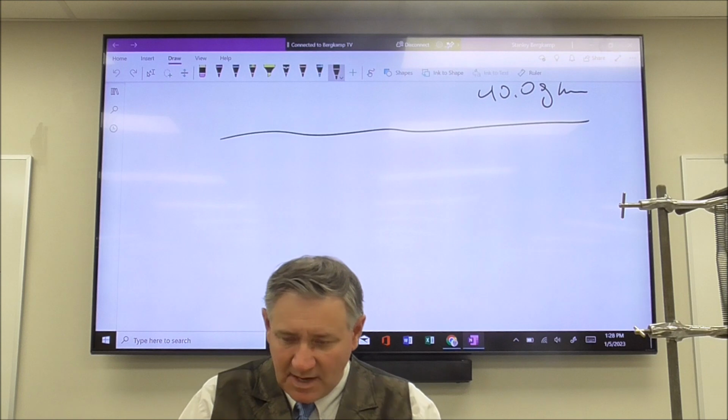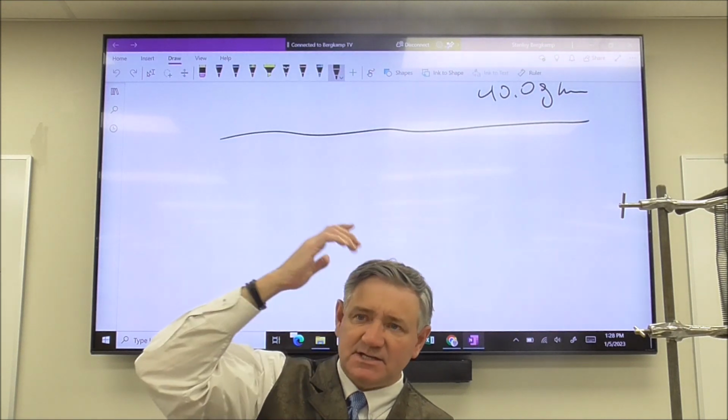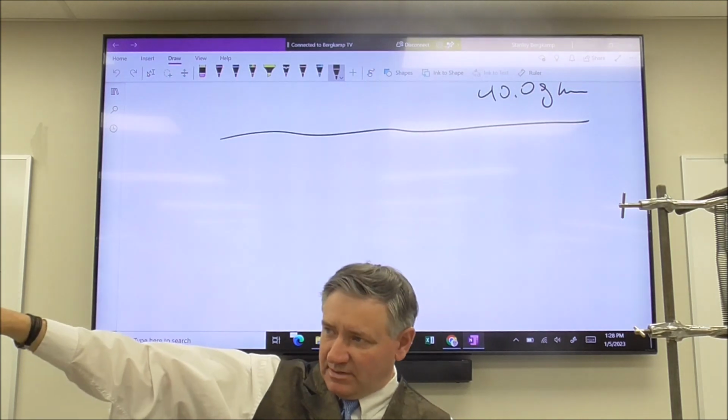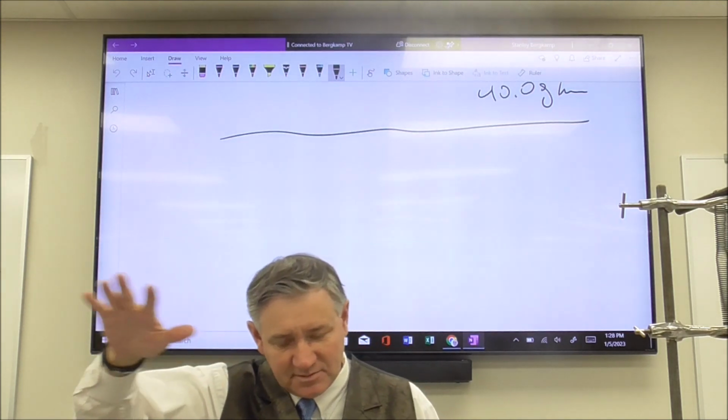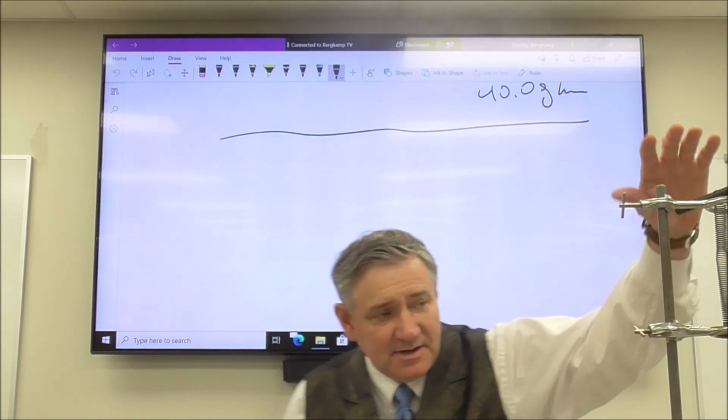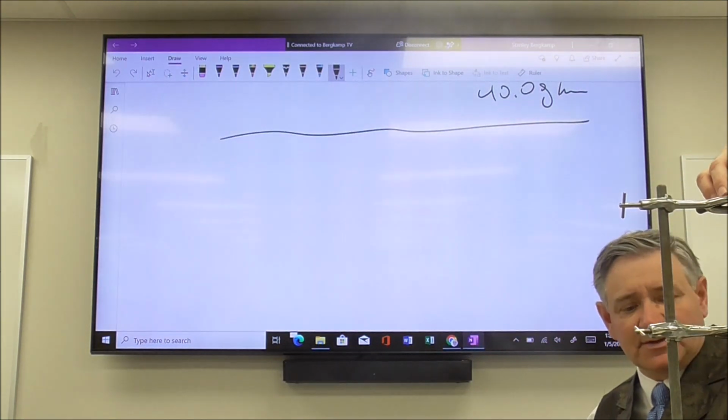I like this first lab because it's going to tie together some things that we covered before, and I'm assuming that you all have offloaded a lot of information over Christmas break. So the first thing that we need to do, you're going to set up a set of rings like this.